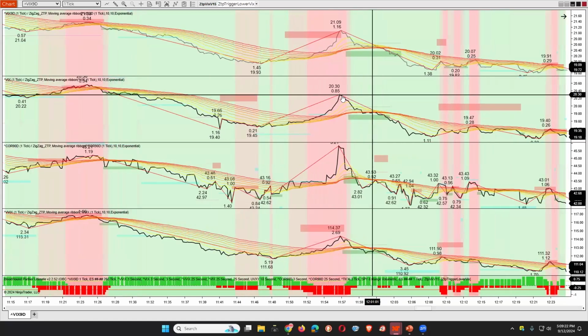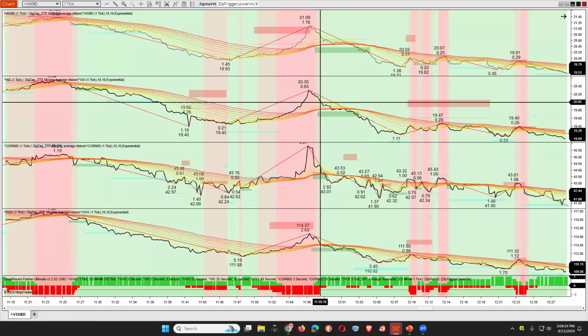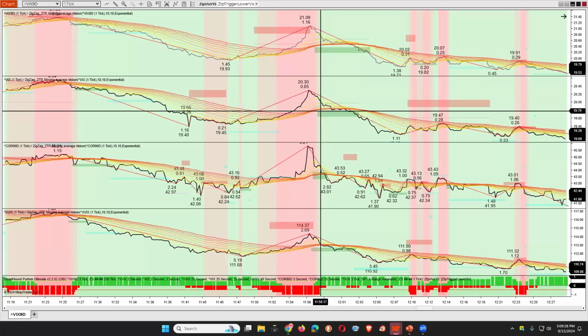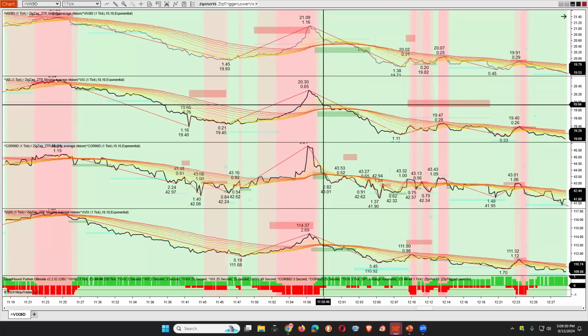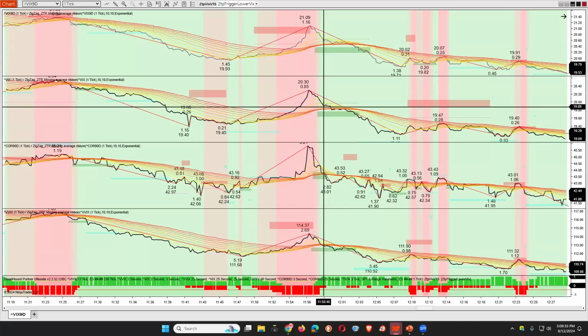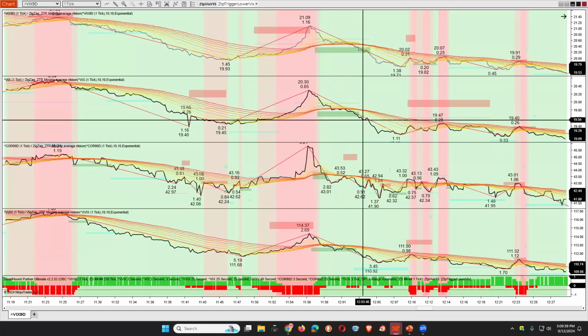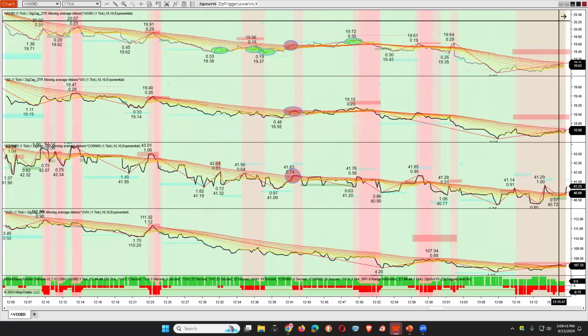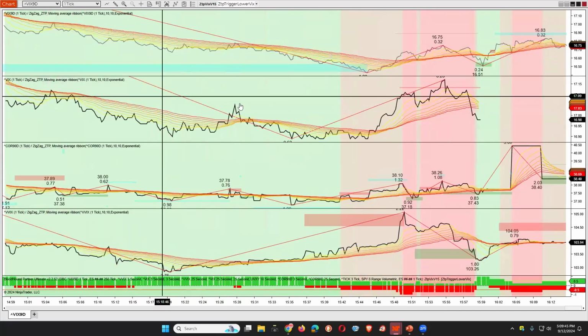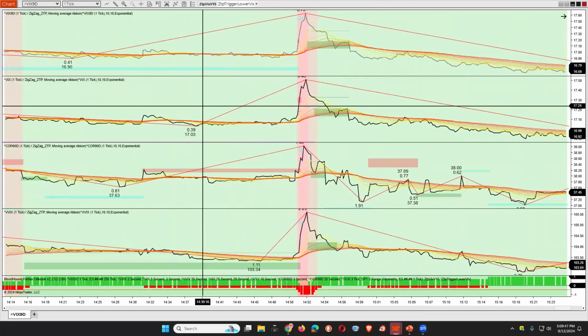So where we want to go back long is right around here, where we see that we have this big pullback, and we're now trading through the moving averages and into the support zone. So all of that, let's go and show what happened at the end of the day.